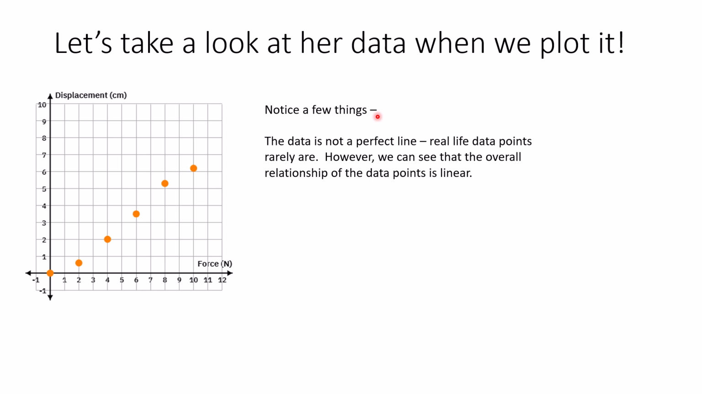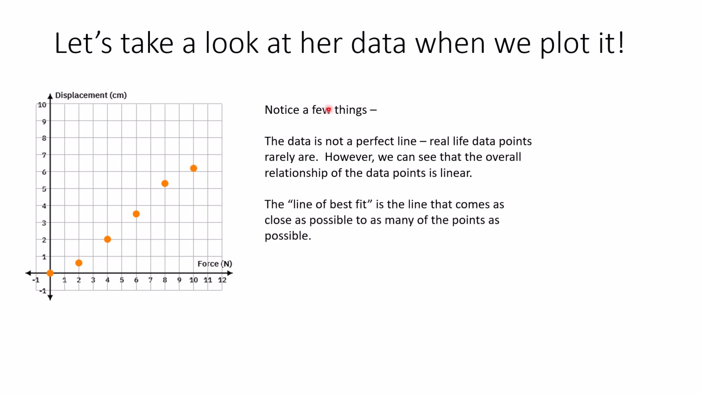However, we can see that the overall relationship of the data points is clear. They're not randomly scattered all over the coordinate plane. They are in a line shape. It's just not a perfect line, and that is very, very common.